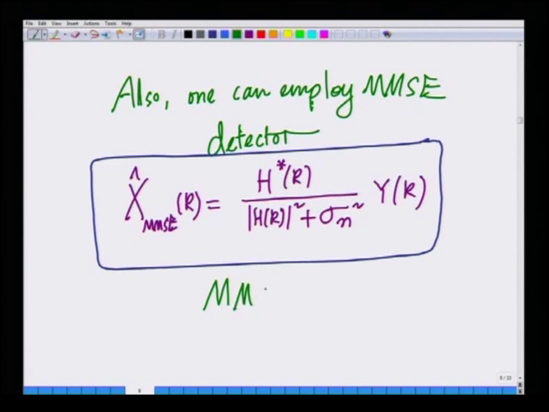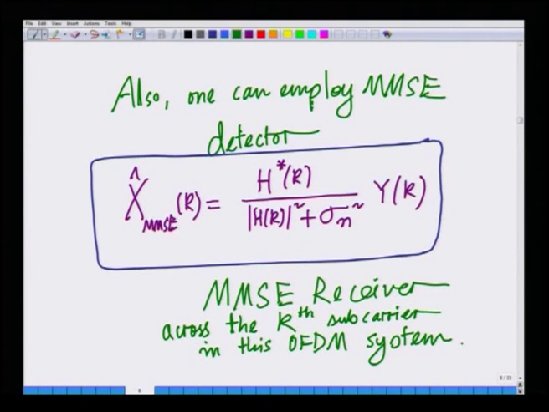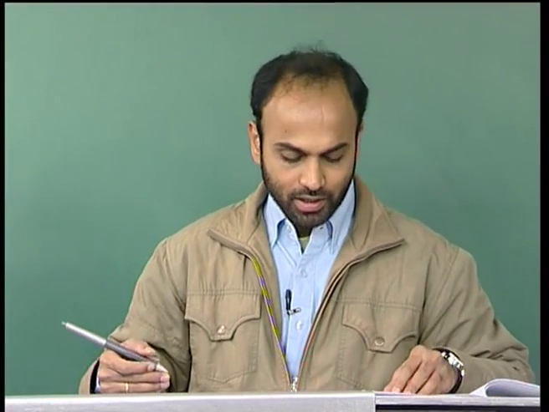This is the MMSE receiver across the kth subcarrier for OFDM. This is now the MMSE receiver across the kth subcarrier in this OFDM system. Right, so that is what we are saying. So one can employ several detection schemes.